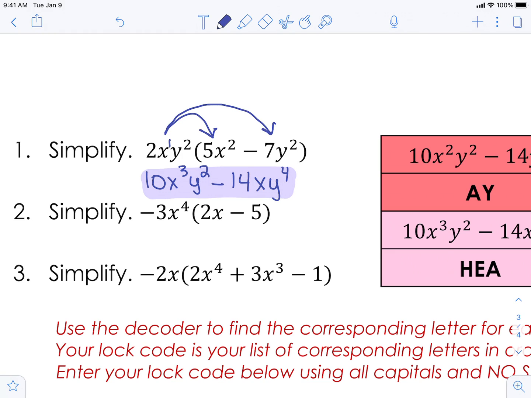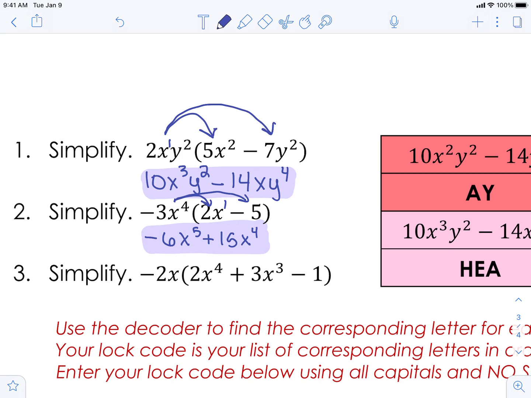Okay, looking at the next one, we have -3x to the fourth times (2x minus 5). So I multiply -3x to the fourth times 2x to the first, which would give me -6x, and I add 4 plus 1 and get 5. And then I distribute -3x to the fourth times -5. Two negatives give me a positive 15, and x to the fourth just tags along. That would be our final answer.